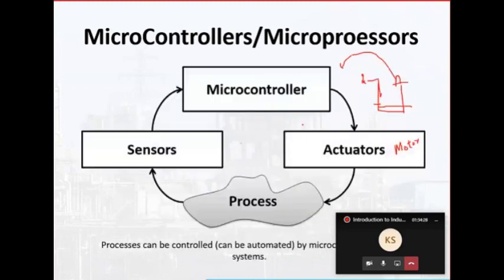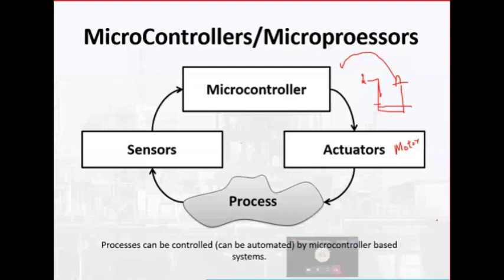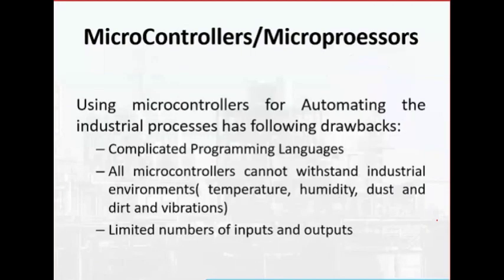But see, using a microcontroller, we can automate a process, right? As I told you, you understand. But we have some issues, so that's what I'm going to discuss. Using microcontrollers for automating industrial processes has the following drawbacks. I'm not saying programming is hard, but it is a bit complicated, right?